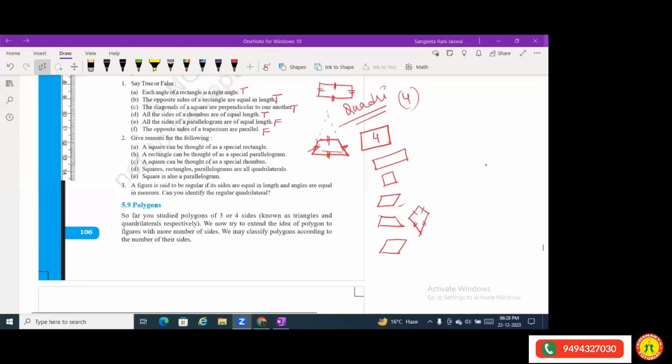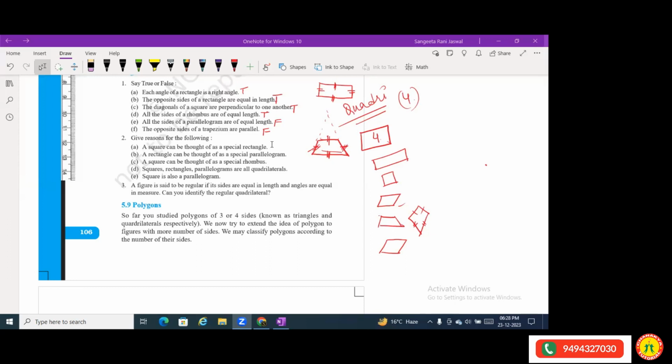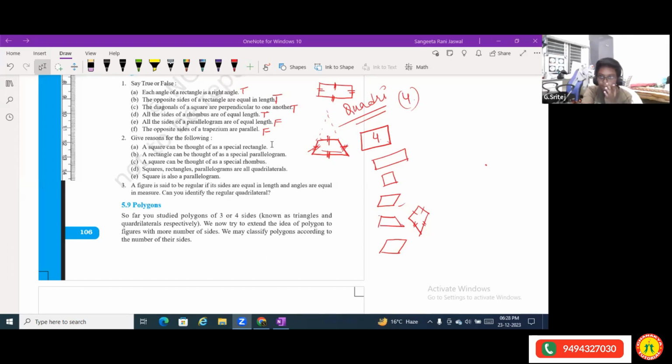I was asking, Shritesh, you tell me, can a square be thought of as a special rectangle? Yes ma'am, because all of its sides are equal. A square is the kind of rectangle whose all sides are equal. Okay. Yes, ma'am. So we can see.